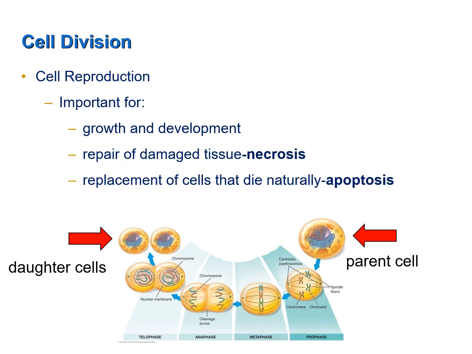So it is necessary for cellular reproduction to occur in order to replace cells that just naturally die. Natural cell death, by the way, is apoptosis, as opposed to necrosis, which is abnormal cellular death. So cellular division or cellular reproduction is absolutely essential for growth and development, repair of damaged tissue, and replacement of cells that die naturally.